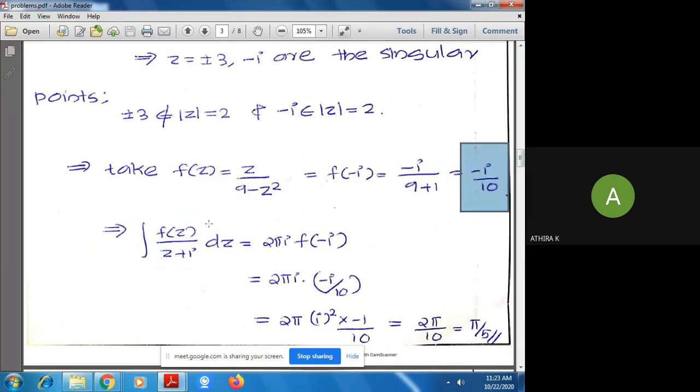And now substitute these values in Cauchy's integral formula, we get 2 pi I into f of minus I. This is equal to 2 pi I into minus I by 10, and we conclude that the integral value is pi by 5. Is it clear?